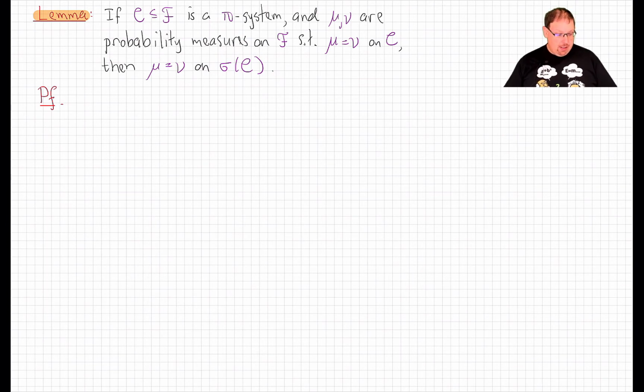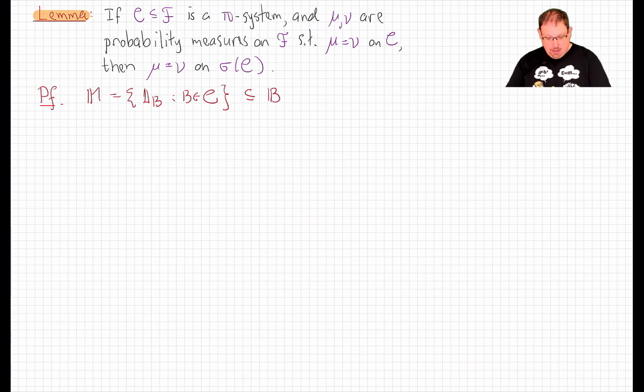Let's prove this. Our assumption is that C is a pi system. It's closed under finite intersection. We're going to write that in functional terms. Let's let M be the set of all indicator functions of events in the pi system C. Now that is a subset of the bounded measurable functions, measurable with respect to the sigma field F where all of these are taken from.